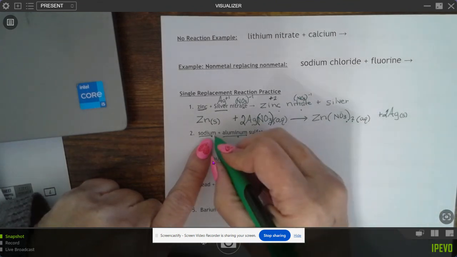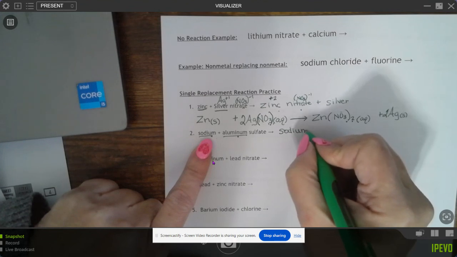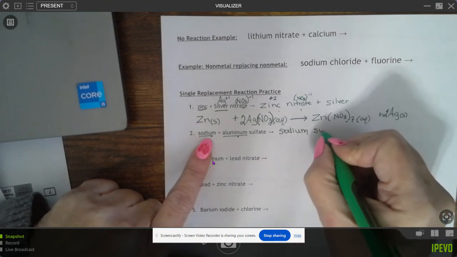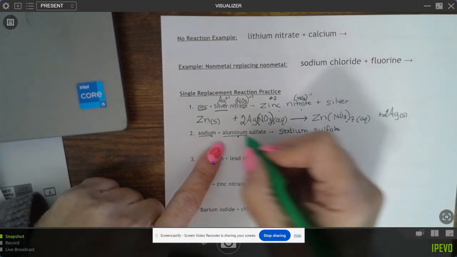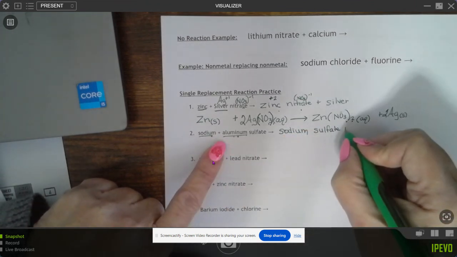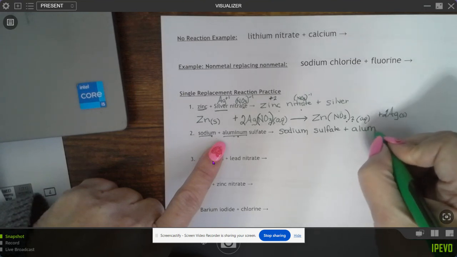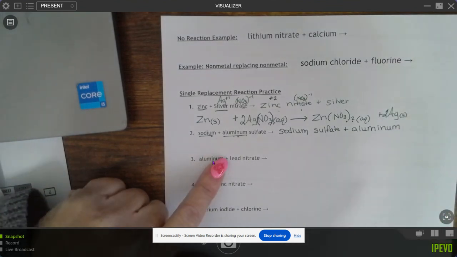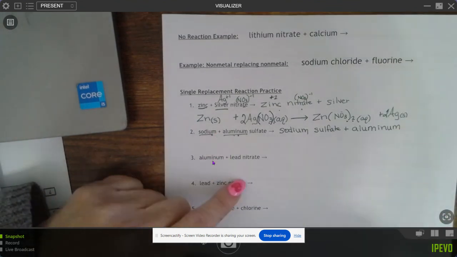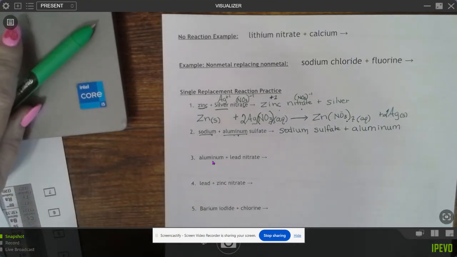So we're going to end up with sodium sulfate. Plus aluminum. Aluminum ends up by itself. Now, since the reaction takes place, we have to write a chemical equation.